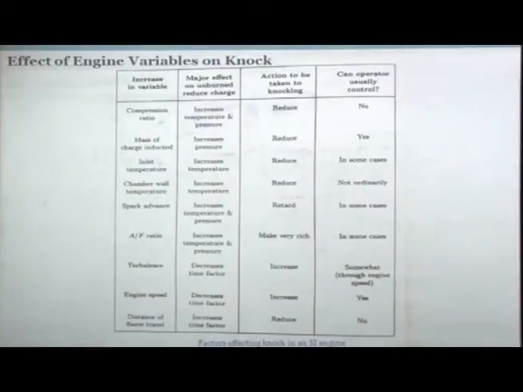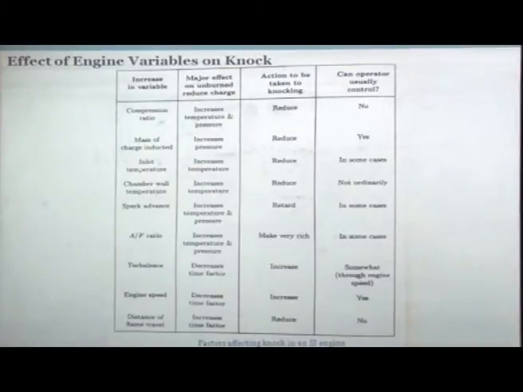What about the mass of the charge inducted? If you induct more charge, what will happen? The pressure will increase, temperature will increase, density will increase, and this will lead to more knocking. If you want to avoid knocking, you have to reduce the mass of the charge that you are inducting. Can you change it? Yes, you can change it. How? By turning off your turbocharger, right?